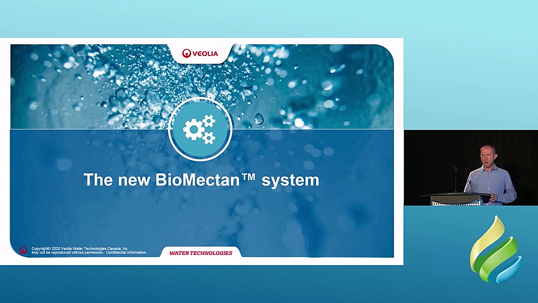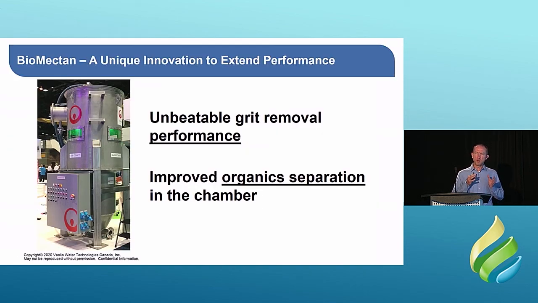So about a year and a half ago, we introduced to the market a new product, the BioMectan. The purpose of developing this product was to go even better than the V in terms of grit removal performance. And again, really thinking about that fine grit, trying to get as much of the fine grit out as possible. But also to focus on organic separation. So with the V and the classic, the C, you get some organic separation as a result of those paddles in the chamber. You also get organic separation in the grit classifier, in the hydrocyclone there.